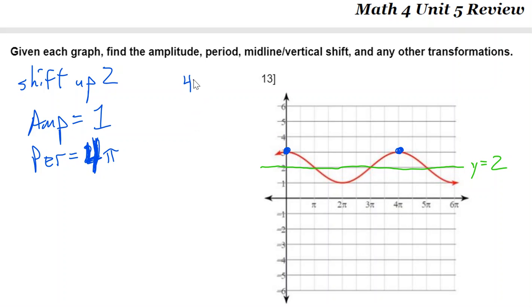And if we said that 4 pi equals 2 pi over b, cross multiply, well, actually you could use that switcheroo tool that I've taught you about. B equals 2 pi over 4 pi. That would actually reduce down to 1/2.